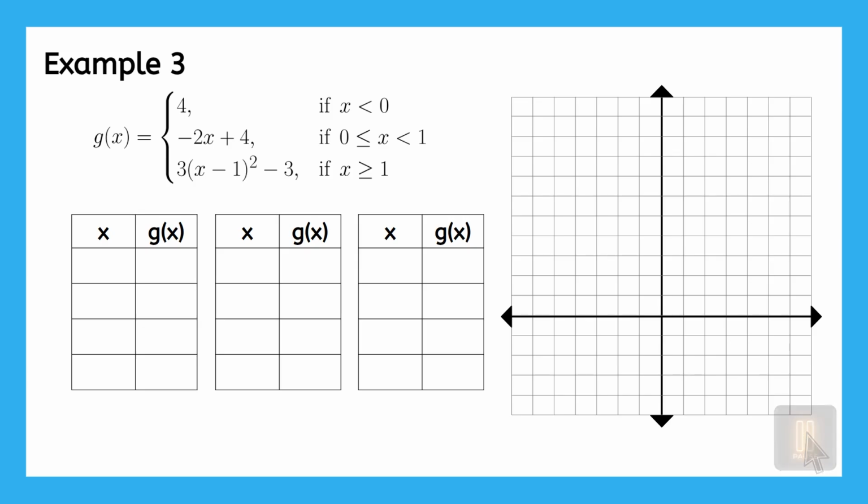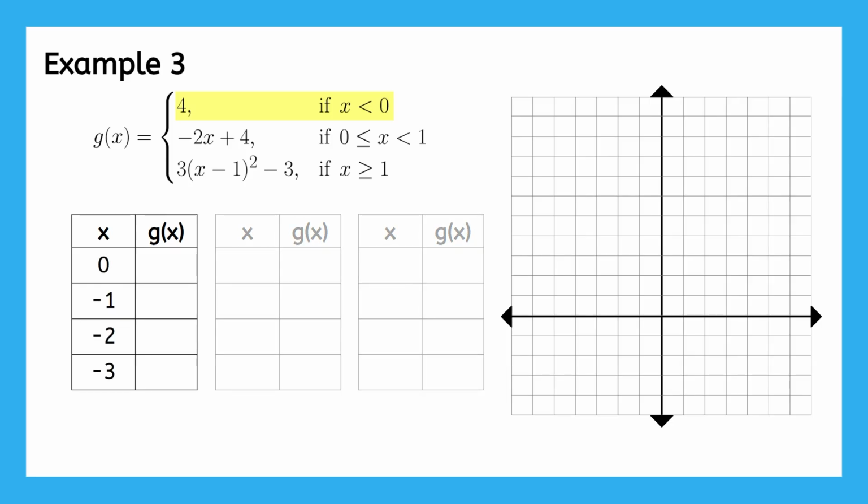Welcome back. Let's see how you did. The first piece, g of x equals 4, is what's called a constant function because no matter what the x value is, it always outputs a value of 4. When we graph constant functions, we always get a horizontal line, and in this case, we're starting at x equals 0 and only graphing the x values less than that. Don't forget your open circle and an arrow.